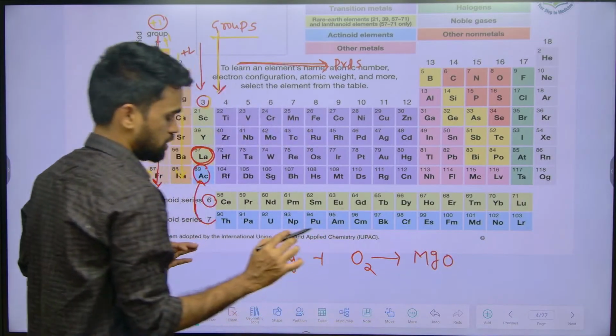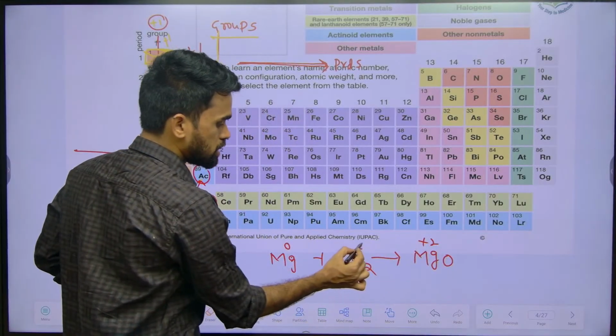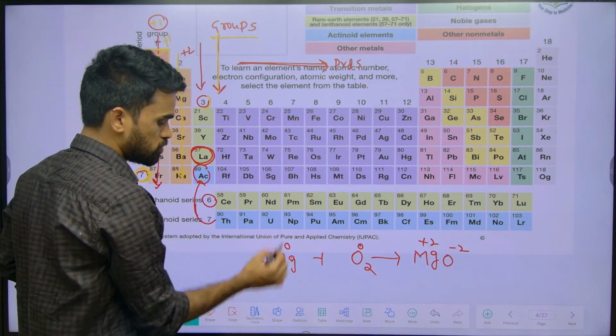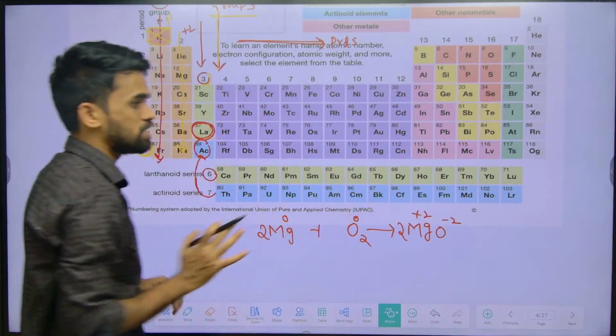Okay, that's it. Now 0 is converting into +2 charge, and here 0 is converting into -2 charge for the oxygen. So for that, how many magnesiums are required? 2. Therefore you are going to get 2 MgO. So this is the balanced equation.